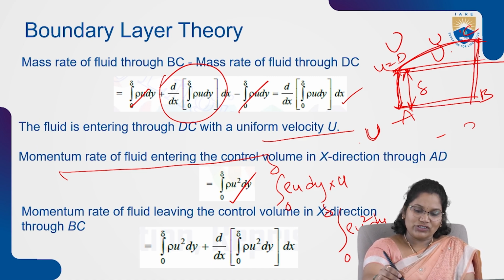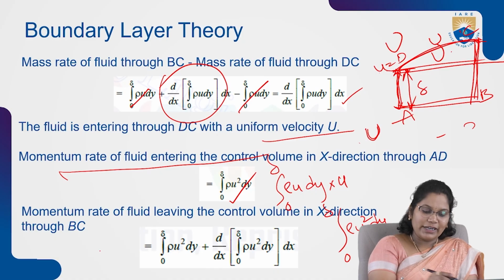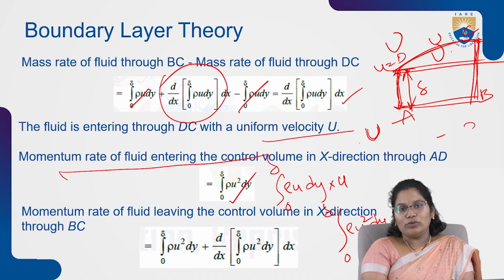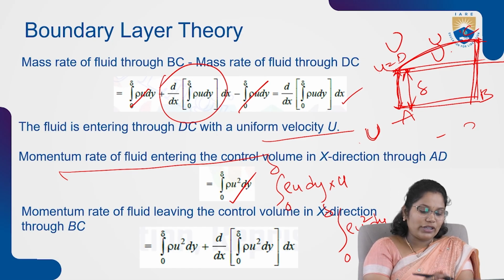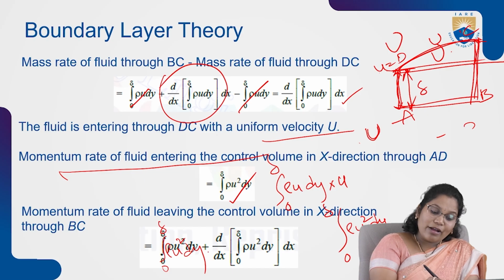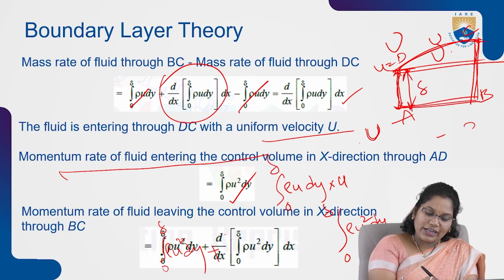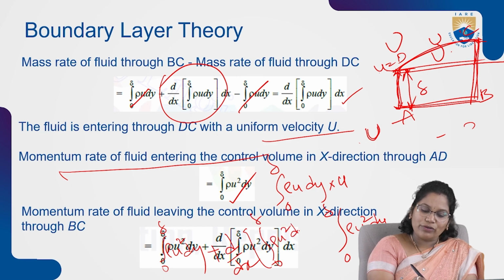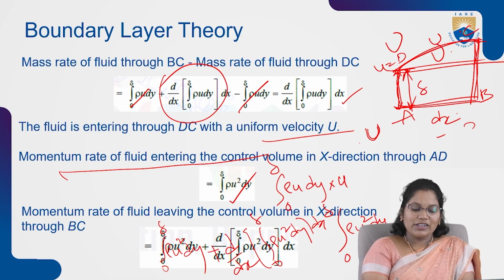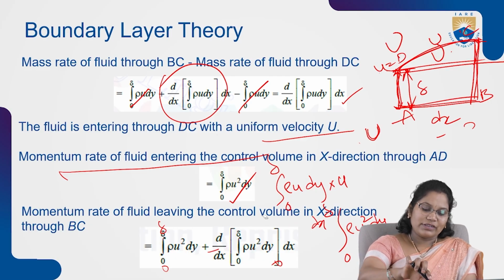Through BC, in place of mass, you multiply by velocity so that you get the momentum equation. So the integration of rho u square dy from 0 to delta, plus the differential, d by dx of the integration from 0 to delta of rho u square dy, into dx in the x direction. This is your momentum equation.